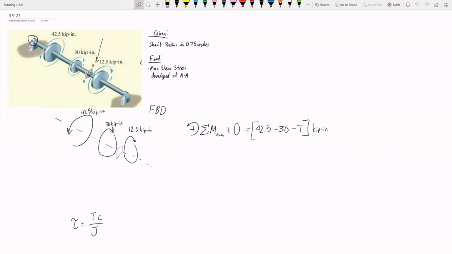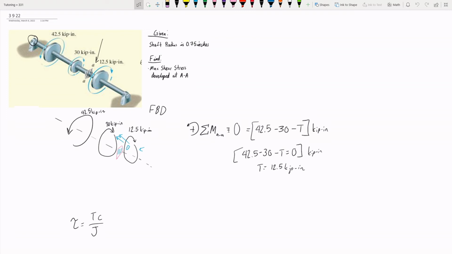Now, why are we excluding the 12.5? We're excluding it because we are looking at our cross section in this direction. We've got our eye right here and we're looking at it from this way, so we're just going to negate the 12.5. But it's okay because the 12.5 will come out anyway. So we're going to say 42.5 minus 30 minus T is equal to 0. We end up getting T is equal to 12.5 kip inches, or kilopound inches.